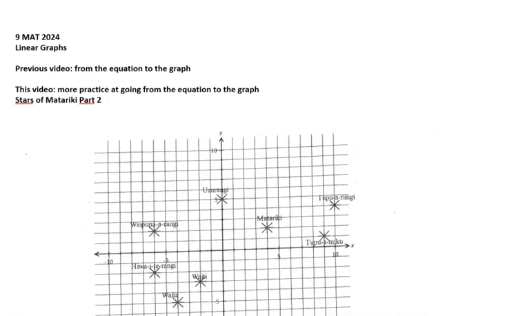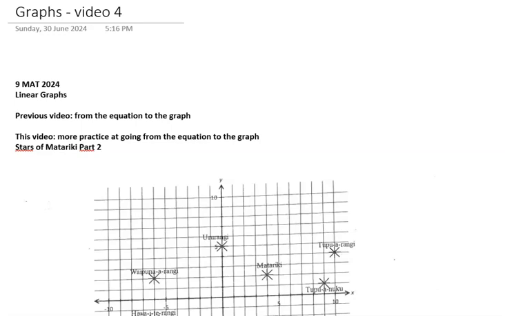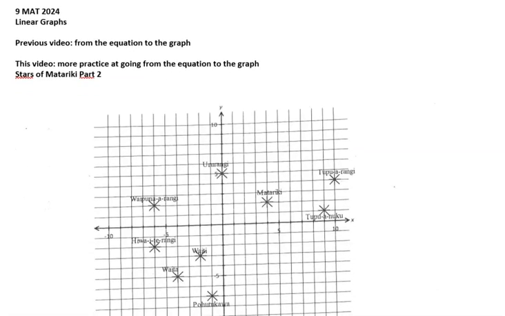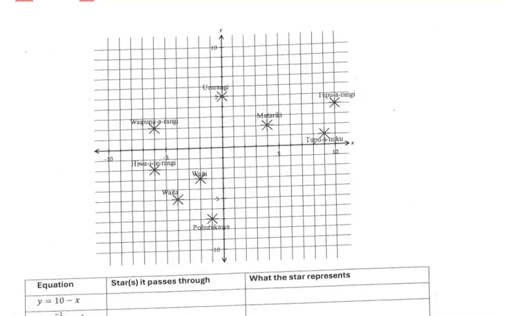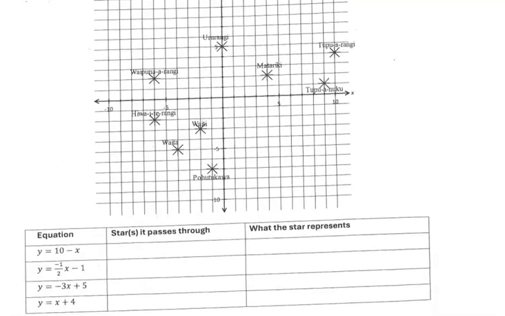This is video 4, and in this one I'm going to keep going from the equation to the graph. So this is the second part of finding out which stars of Matariki the line goes through. Now there's one thing that's going to start to get a bit harder in this video. We're going to start to see a little bit of rearranging, and that's going to be the theme for videos 5 and 6 as well.